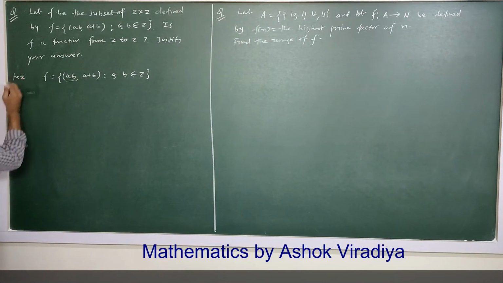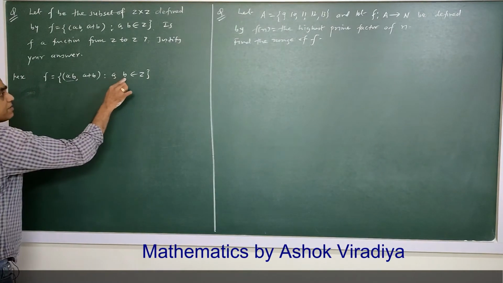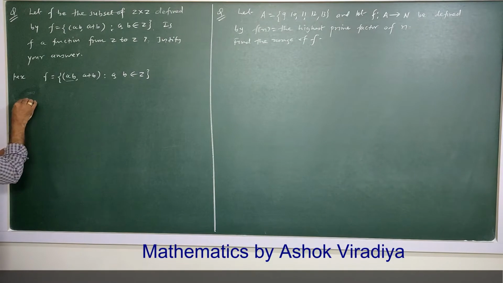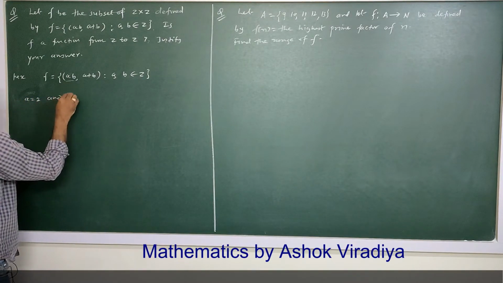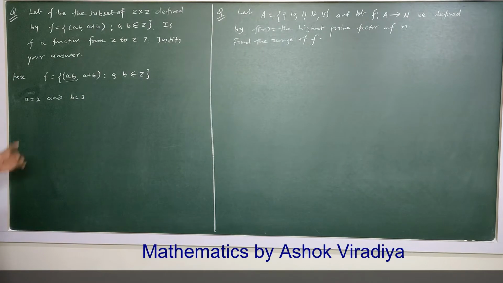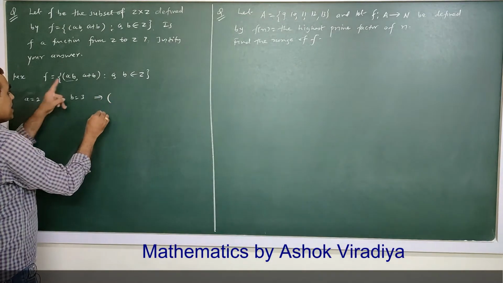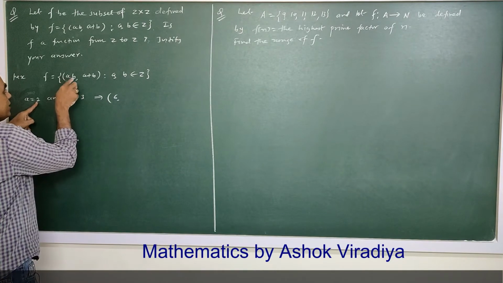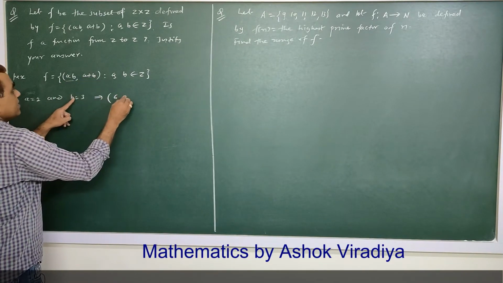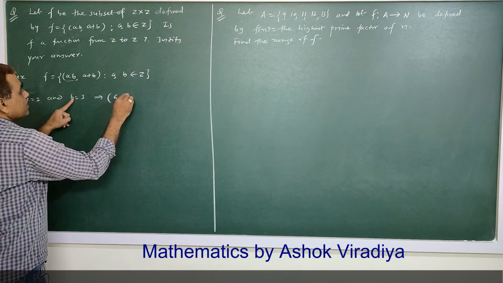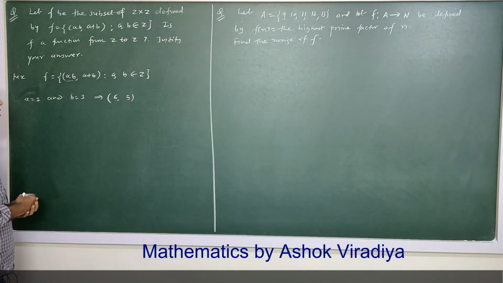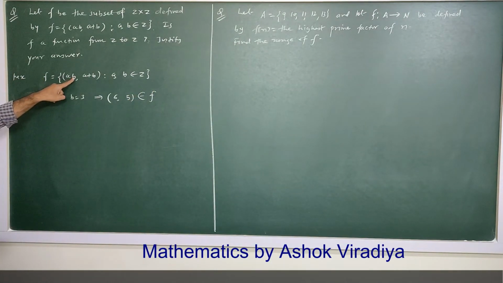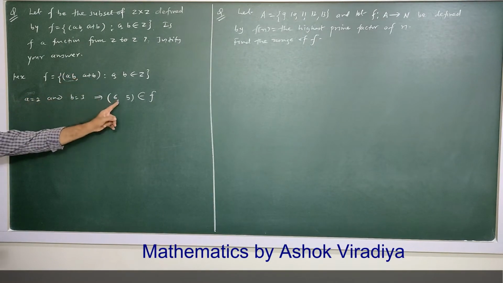Say look here, if we take a and b from the set of numbers. If a is 2 and b is 3, that means a into b is 6, 2 into 3 is 6, and a plus b is 2 plus 3, which is 5. So 6, 5. It is in f.